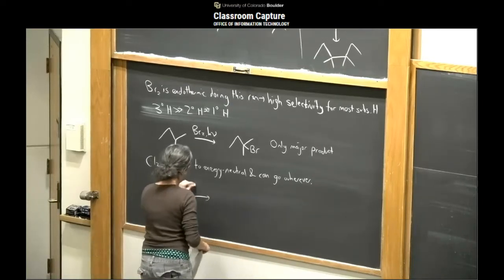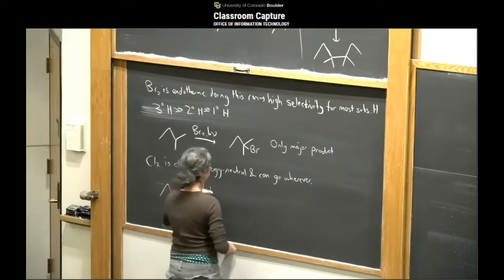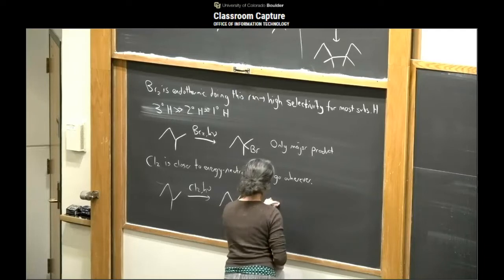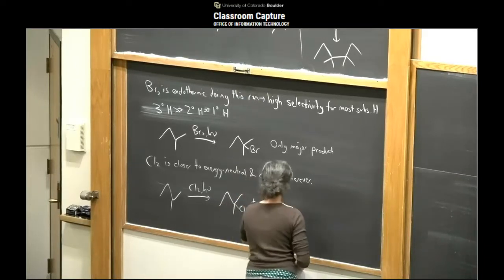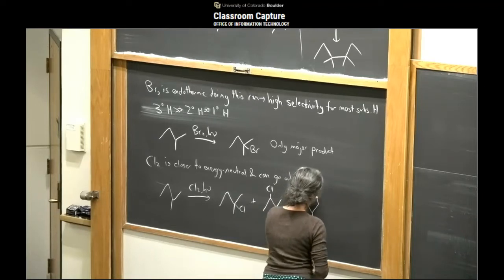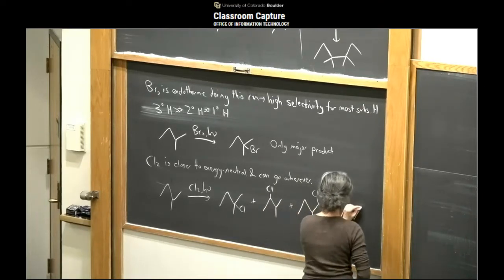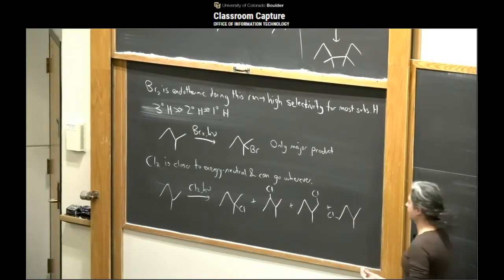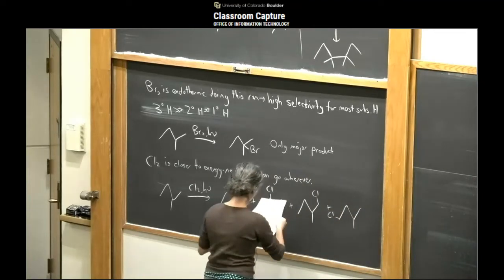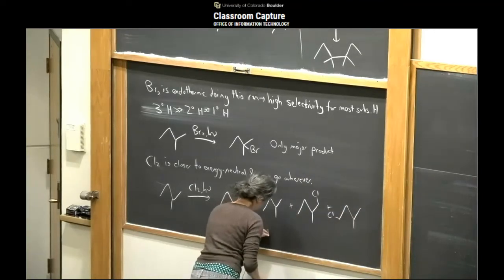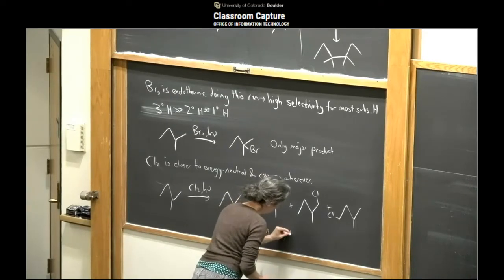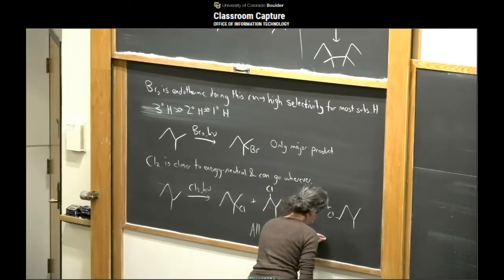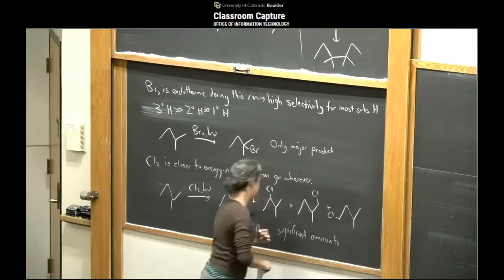So if we take the same molecule and hit it with Cl2 and H nu, we're going to get not just the tertiary H getting replaced, we'll also get secondary, or this primary, or that primary. So all of those are going to be major products. So all of these are getting formed in significant amounts.